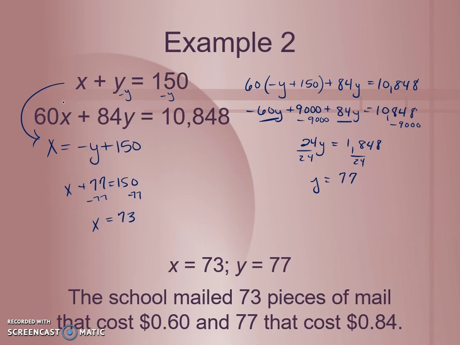You should also go ahead and sub in 60 times 73 and 84 times 77. Just punch those into your calculator real quick. It only takes a couple extra seconds to make sure that equals 10,848, just to be sure you did get the correct answer.